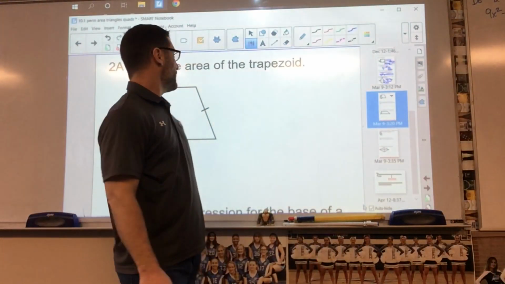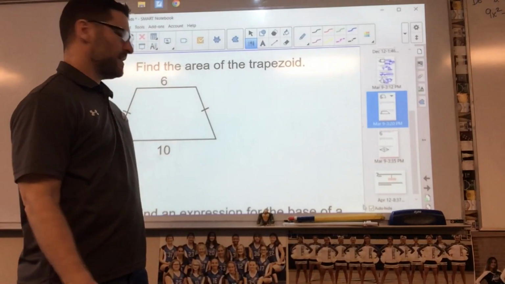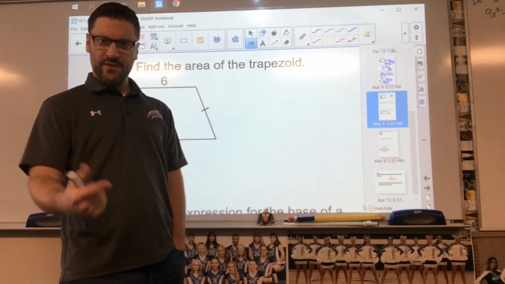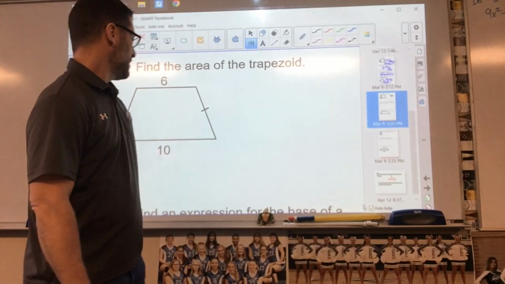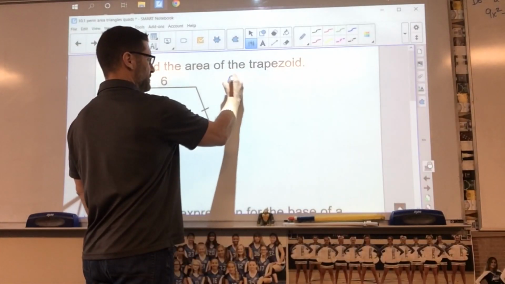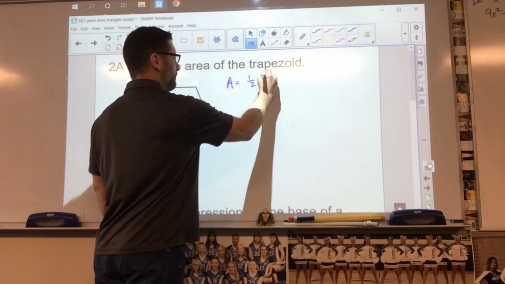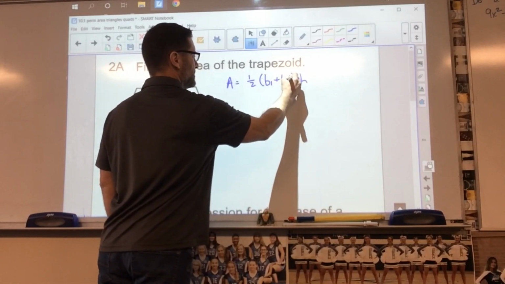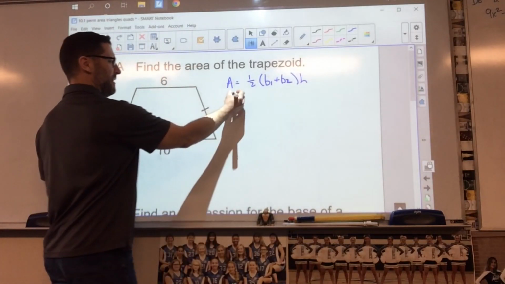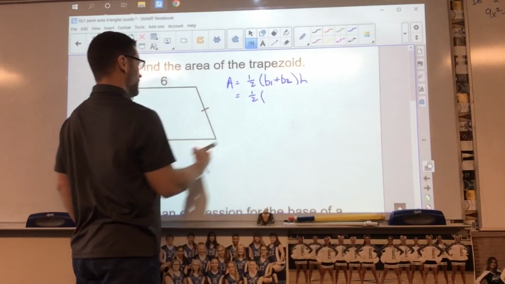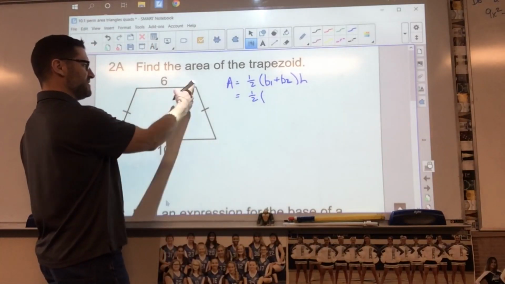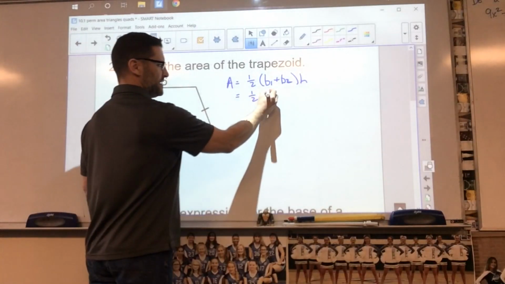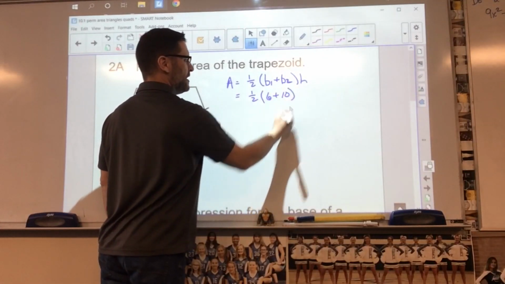Okay, the next one, find the area of the trapezoid. Pause the video if you can. Write down the area of a trapezoid formula. Okay, area of a trapezoid formula is 1/2 of b1 plus b2 times the height. That's a b2. And I got a lot of numbers here I can plug in. 1/2. Base 1 is 10, base 2 is 6, or vice versa. It doesn't really matter which order you put it in, but 6 and 10.